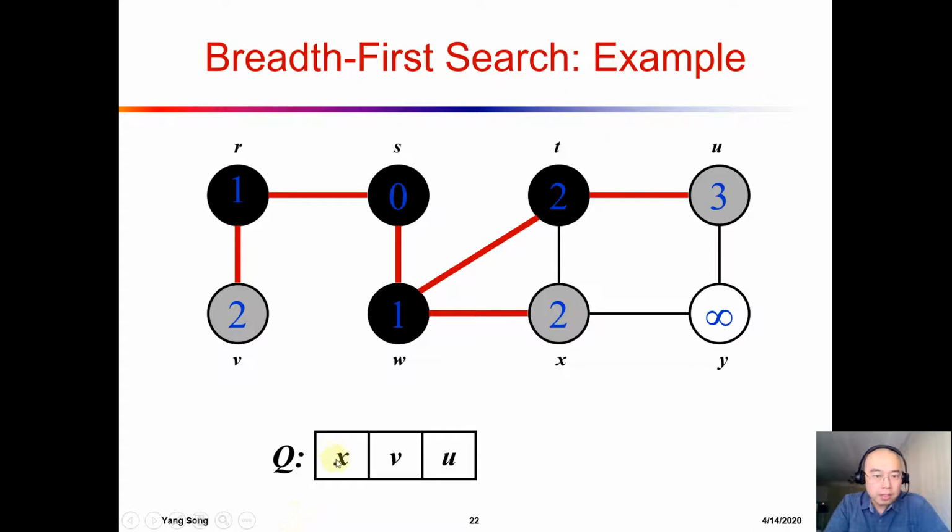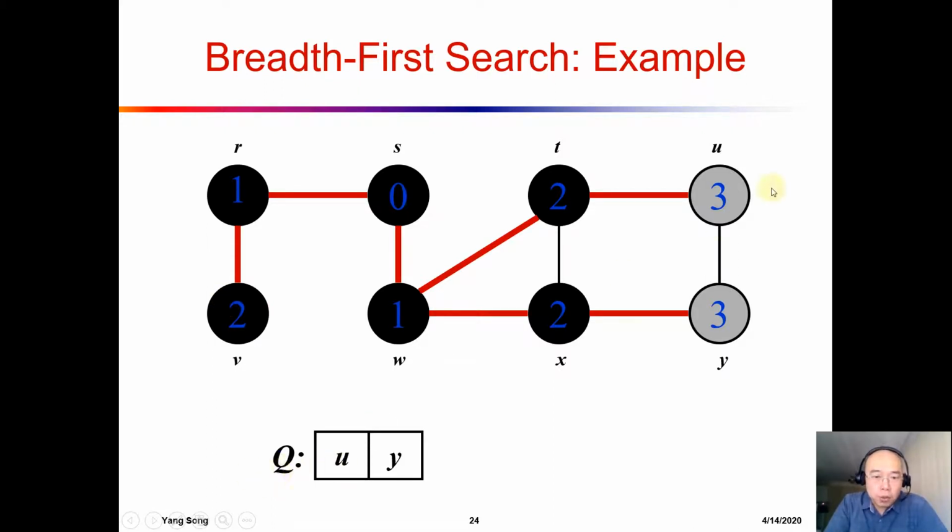And the next step, we have to visit X. So for X, we will find another white node, which is Y. So we paint X black, and then we find Y, and now Y is gray. And the next step, the head of the queue is V. So for V, there are no more adjacent white nodes. So what we have to do is just paint it black, and that's it.